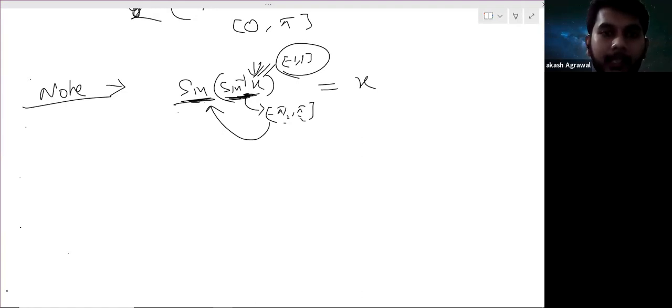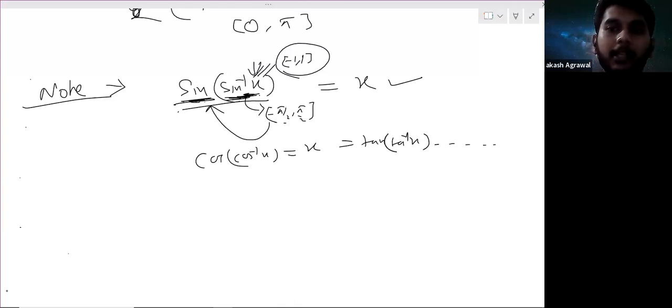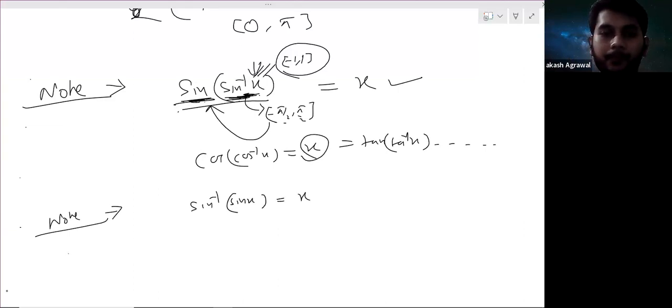If sin and sin inverse x is there, then you can directly write x. Same for cos of cos inverse x is x, same for tan, and so on, right? Everything you can write directly as x. This is clear for every function. Now second note, in the same way, can I say its value will also be x? Yes or no? No, why?